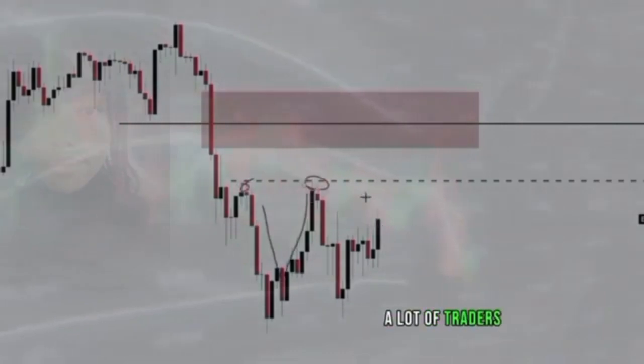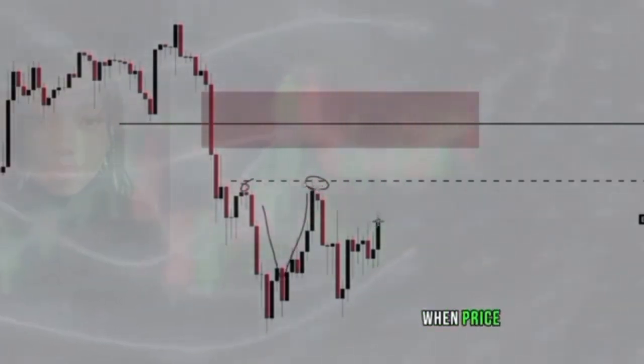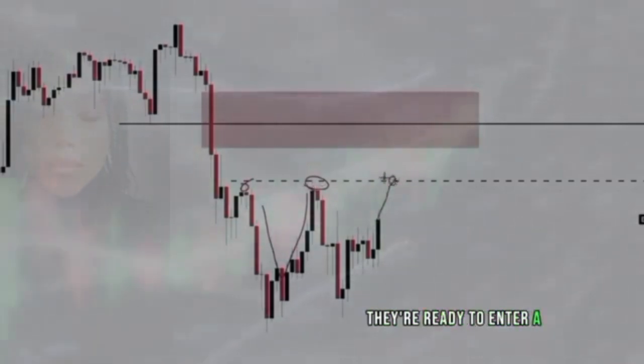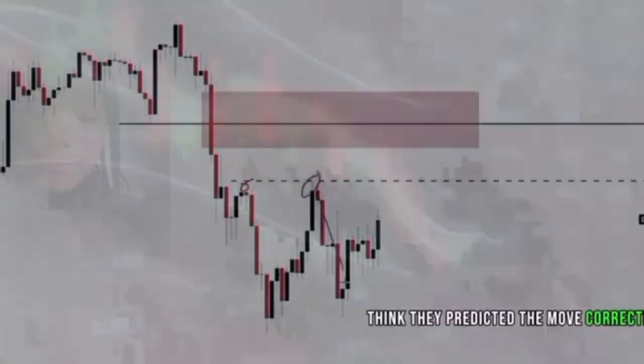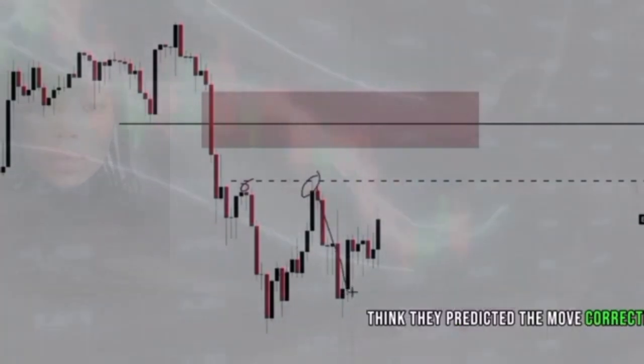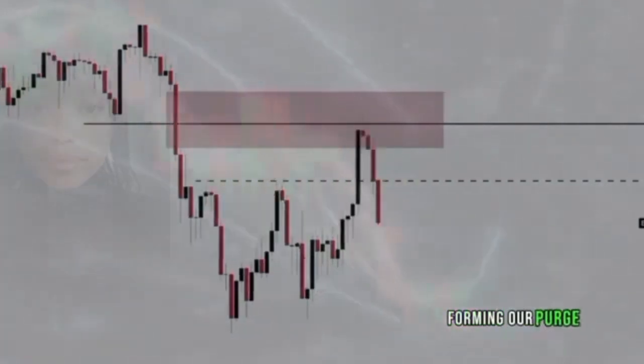So a lot of traders believe that 3 taps is the magical number. So when price comes up here, they're ready to enter a selling position. Not only that, anybody that sold at this level thinks they predicted the move correctly. Price needs to come up and take them out, forming our purge.